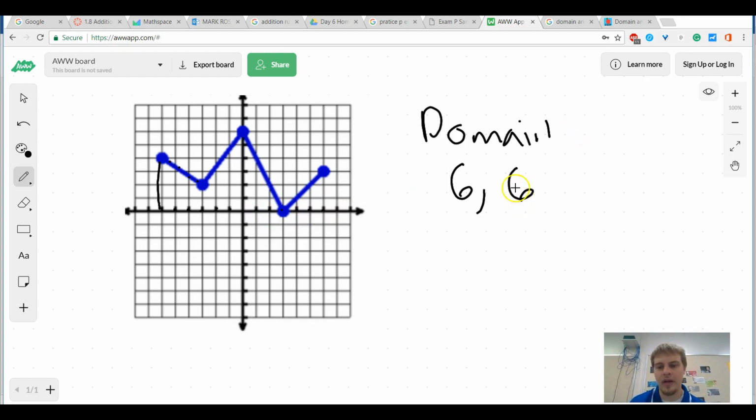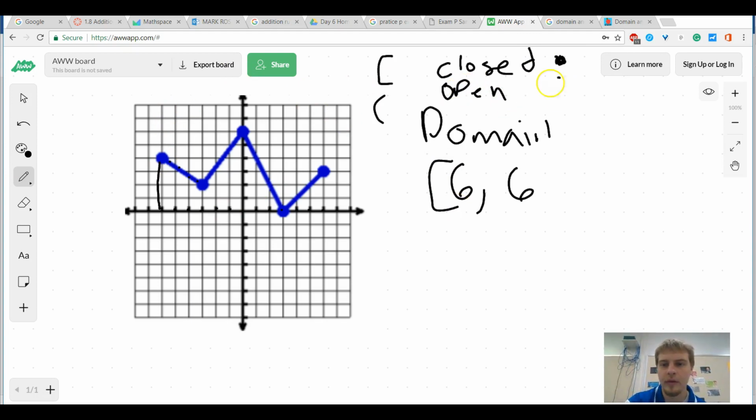And now after we've written that, how we show that we're going from 6 to 6 is we're either going to use brackets or parentheses. If you can see the point, or this is a closed dot, we're going to use a bracket. So right here we definitely have a closed dot, so we're going to use a bracket. If it's open, we're going to use a parenthesis. But both these dots here are closed, so that would be our answer for our domain.